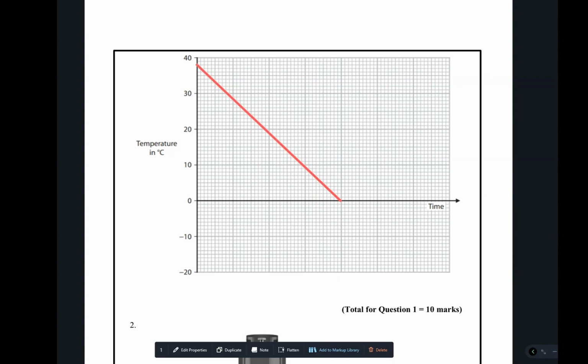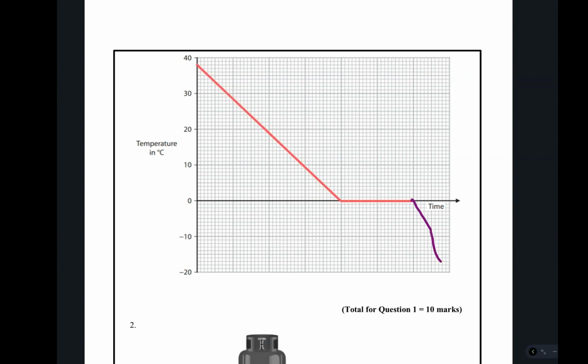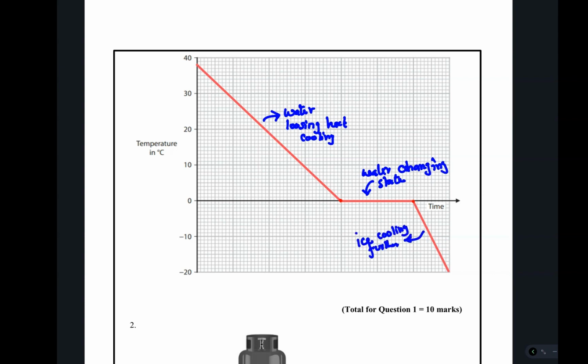So there is a change of state at 0 degrees Celsius until all the water has been converted to ice. So we are going to have a flat part at this given point. And then once all the water has been converted to ice, we are going to have the ice losing heat to negative 20 degrees Celsius. So at this particular region here, this is water losing heat, and here water is changing state from liquid to solid, and at this point the ice is cooling further, so there is also a temperature change at that given point.